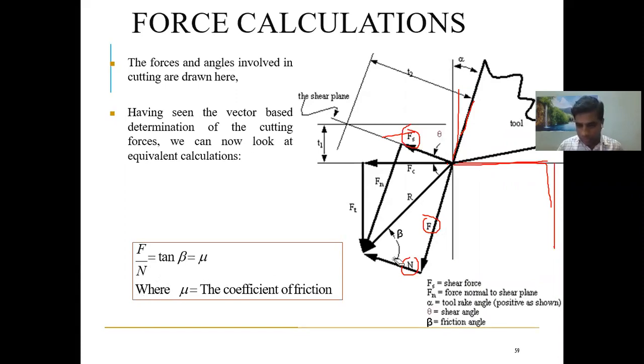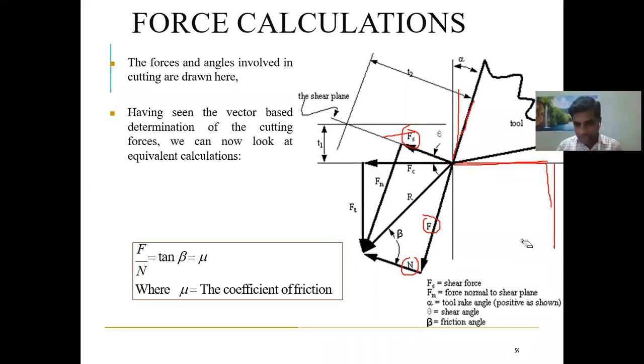So here we are assuming the angle between F and N. Whatever the angle between F and N, we are taking it as the beta value. Normally the coefficient of friction depends upon the frictional force. If you take the tan inverse of the coefficient of friction, that will give you the friction angle. So this beta is nothing but your friction angle.